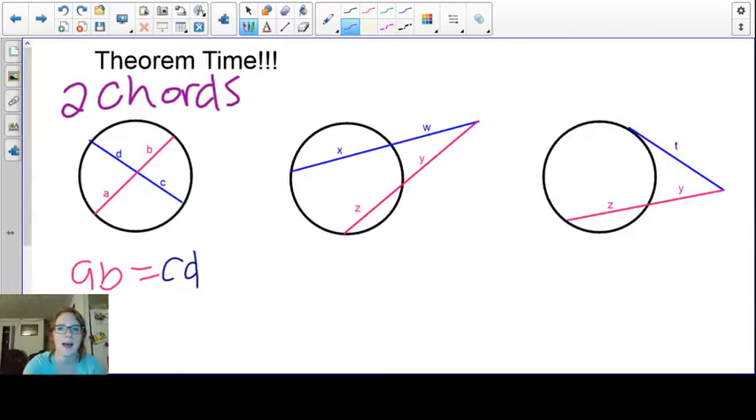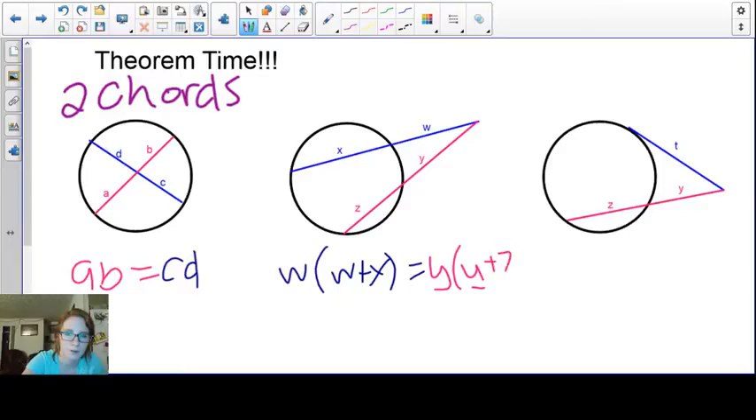In this next one, I have two tangents, or excuse me, 2 secants because I go through. So when I have 2 secants, I take the outside piece times the whole thing, and that's going to be equal to the outside piece times the whole thing. Now, the reason I say outside piece with the whole thing is because if you notice, W plus X or X plus W is that whole length of my segment, and same thing with the YZ. And so that was 2 secants.